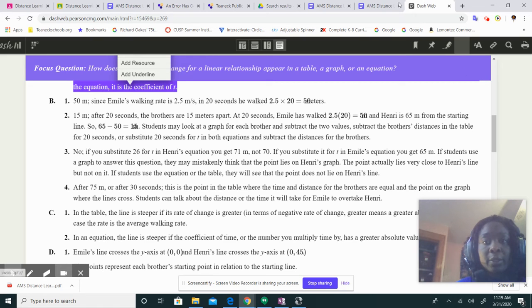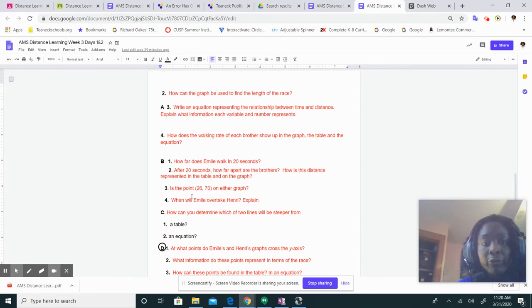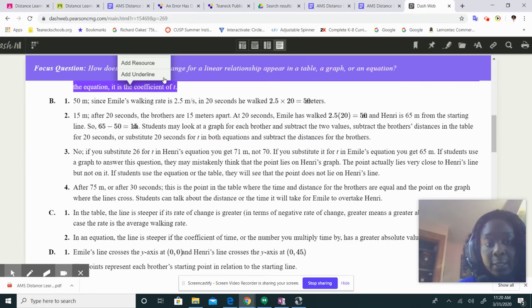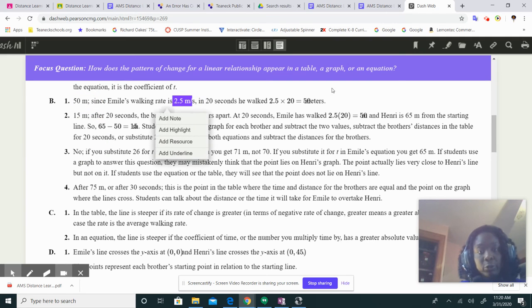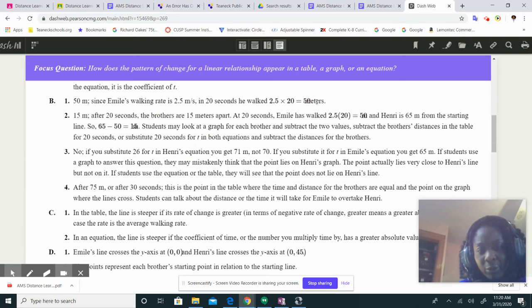And B1, you were answering how far does Emil walk in 20 seconds? And so it says 50 meters. We know that because it's 2.5 meters per second. Okay, so in 20 seconds, he's going to walk 2.5 times 20. And sorry, I don't know why the answers are scrunched up.